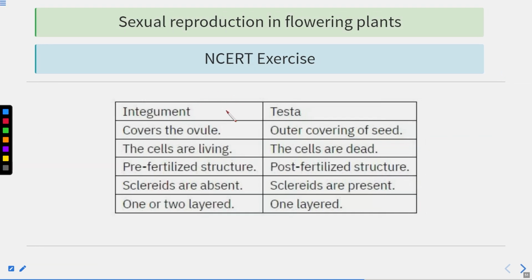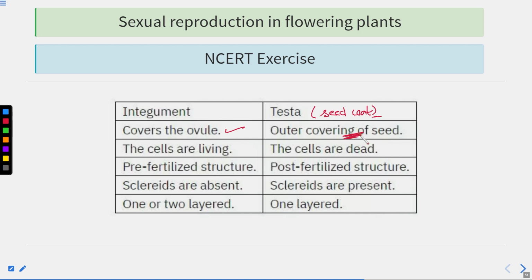Next is the difference between the integument and the testa. Integument covers the ovule. You must have seen in the structure of the ovule, there are two integuments, the outer integument and the inner integument. And testa is the outer covering of the seed. So integuments later on transform into the testa. Testa is also known as the seed coat.